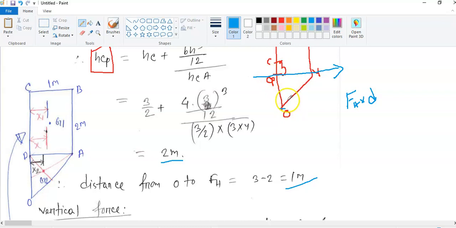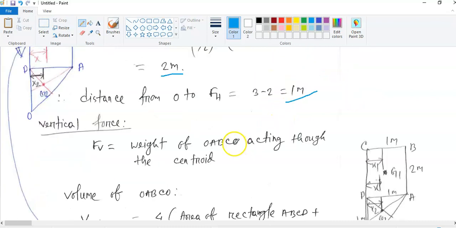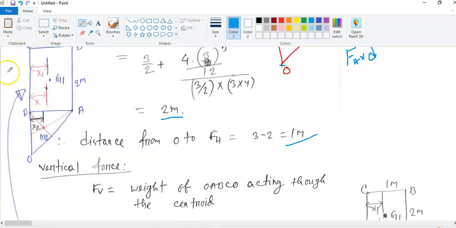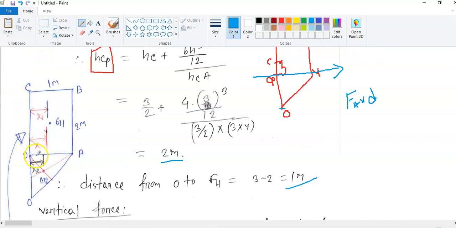So now we are done with the horizontal force. Now the vertical force. This is really important, guys. When we calculate the vertical force, let's see this one here. What we did here is we just made small divisions. So it was like this. If we draw a line this way, then it will be a rectangle and a triangle.